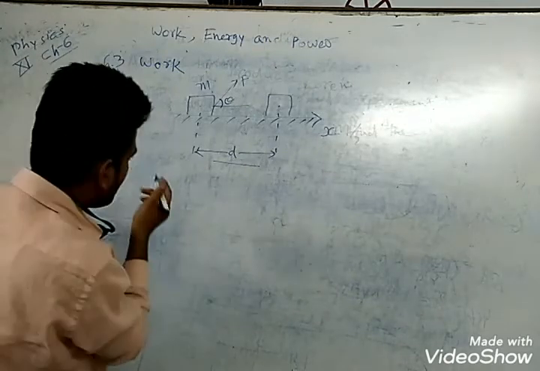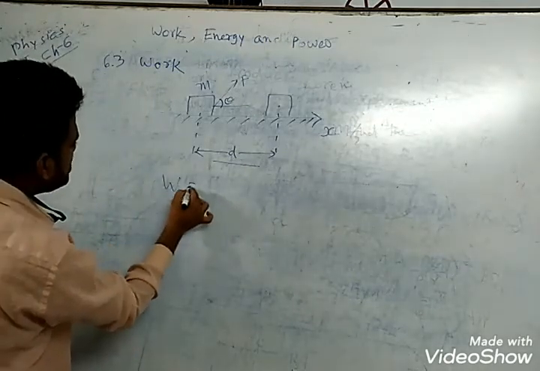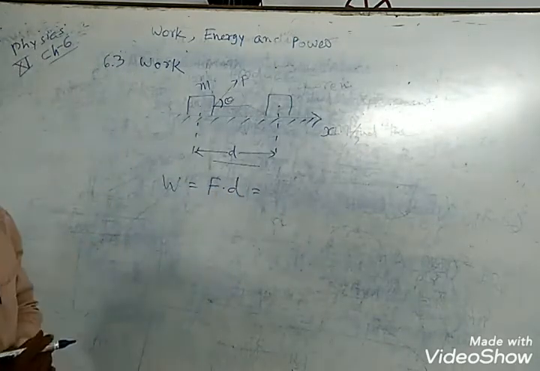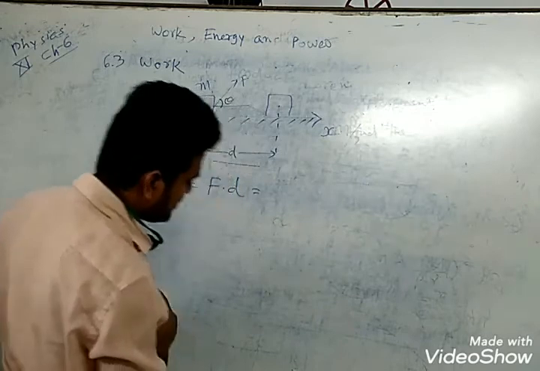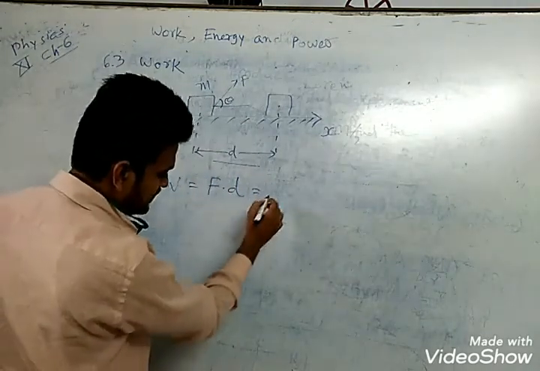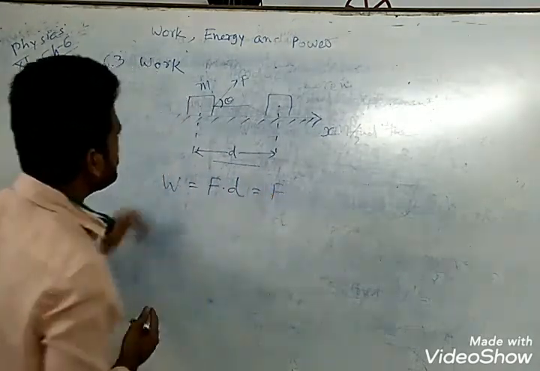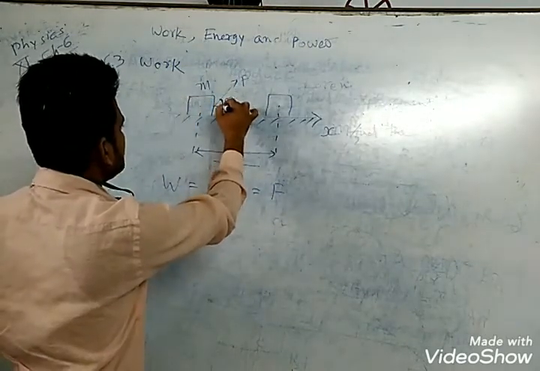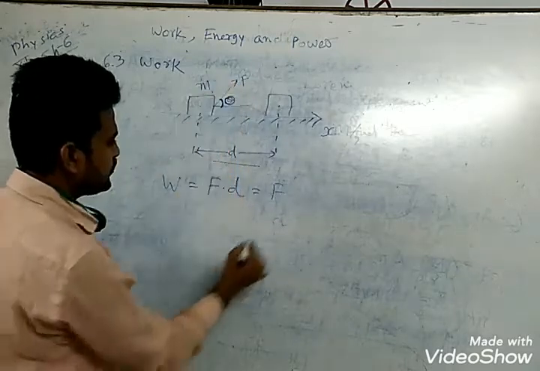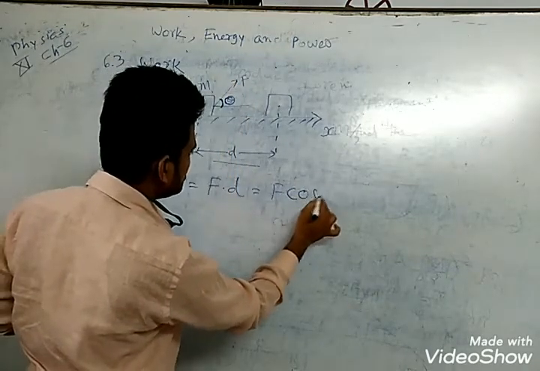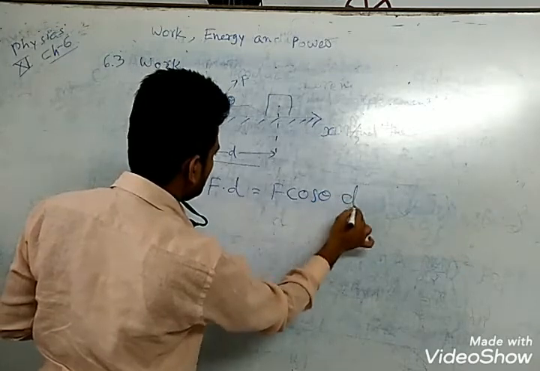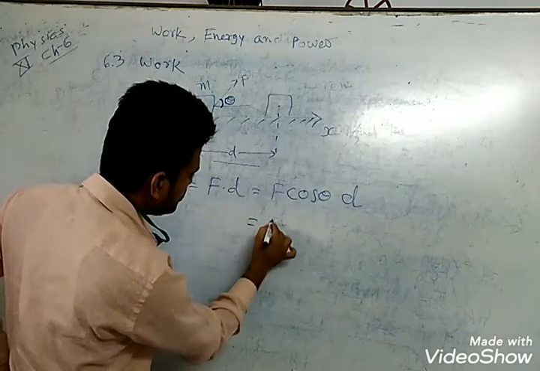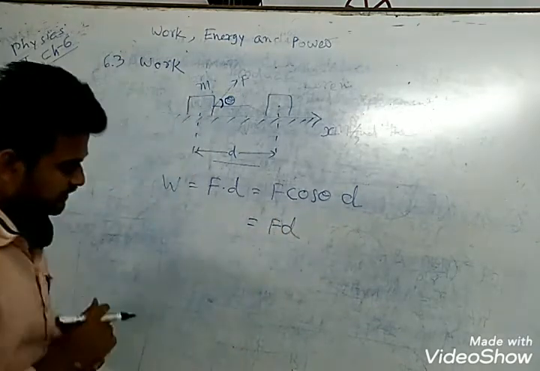In the x direction. So work is equal to F into d. Work is equal to F into d. Suppose the direction of the force makes a theta angle. So in this case, work is F cos theta into d. F cos theta into d means F into d.